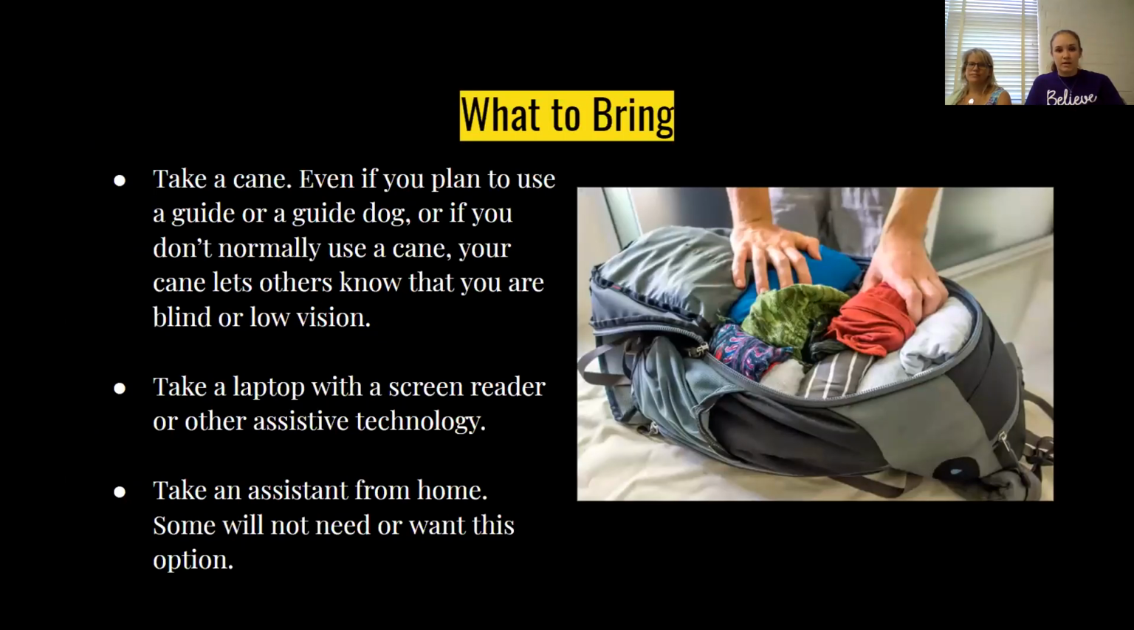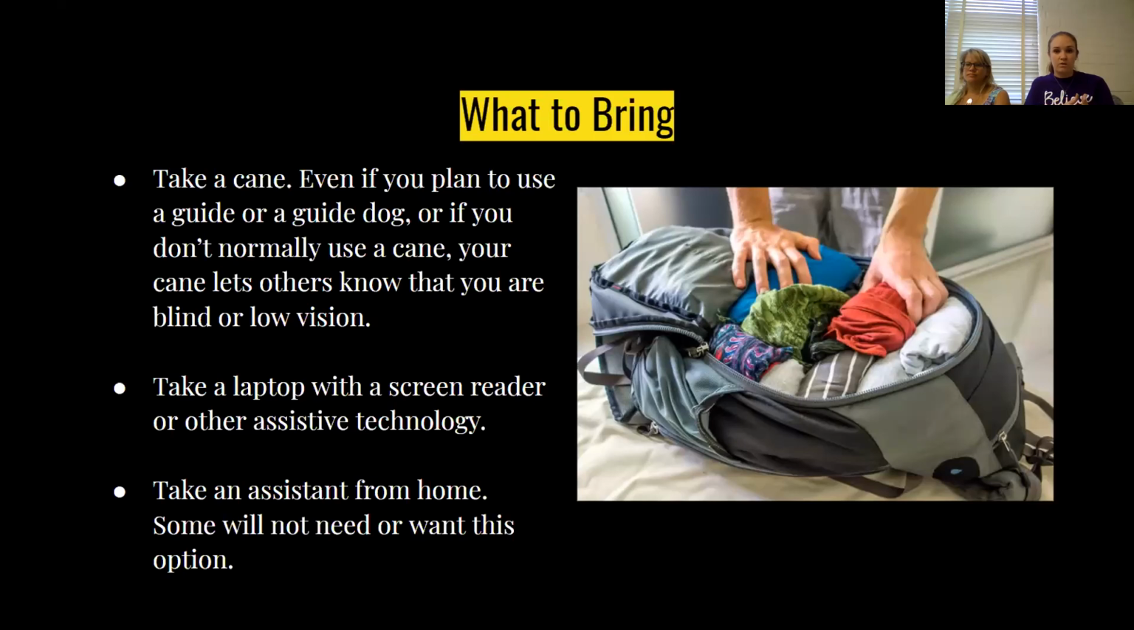What to bring, taking your cane. Even if you plan to use your guide dog or a human guide and you don't usually use a cane, it can be very helpful for letting others know that you're vision impaired. This was a suggestion from one of the blogs I was reading. She was a vision impaired traveler. She didn't always use a cane in the United States, but she said it was a really good identifier when she was overseas to help people realize that she had a vision issue, and so they could help her, or at least not be confused if she couldn't see something.